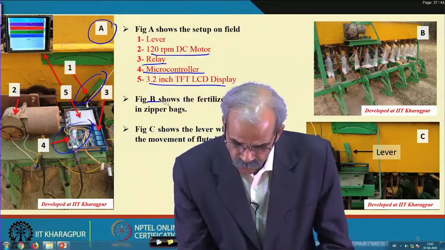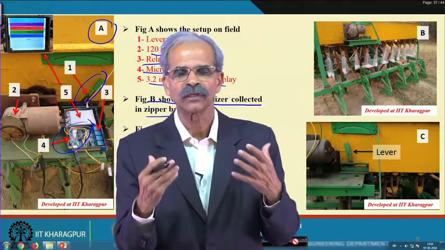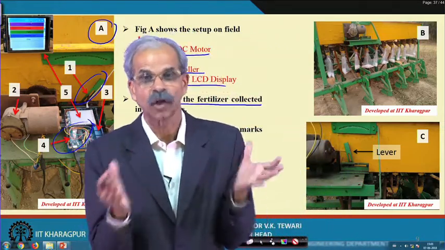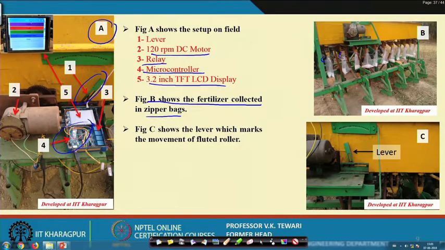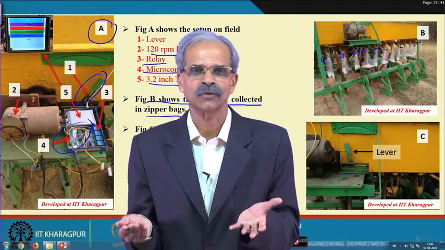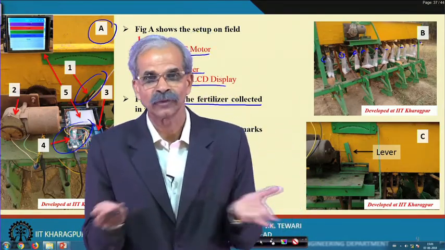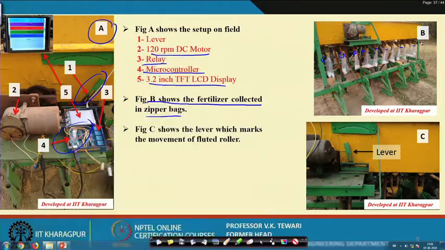Now, figure B shows the fertilizer collected in jeepers. When we are testing in the field, we do not want this to be lost. So, we have the jeepers here, you can see that we have kept jeeper bags for each one of these, and we collected the fertilizer while we were testing, to avoid unnecessary waste, because once it goes to the soil, you will appreciate that we will lose it. So, we do not want to do that.